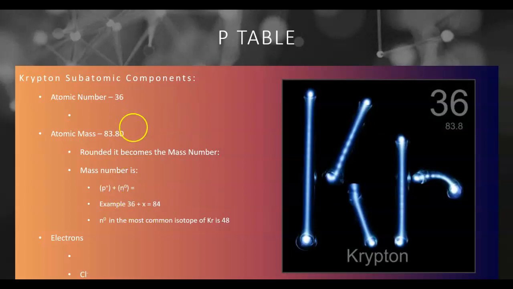So if we put protons right here as 36, and we're just going to call what we're solving for x, which is the number of neutrons. You could even put n with a little 0 right there to represent neutrons instead of the x if you wanted to use that as your variable. Well, then you would say 36 minus, we need to get rid of that 36, minus 36 on the other side. And what you would get is x equals 48. So the neutrons in the most common isotope of krypton is 48. So that's really important to be able to find.